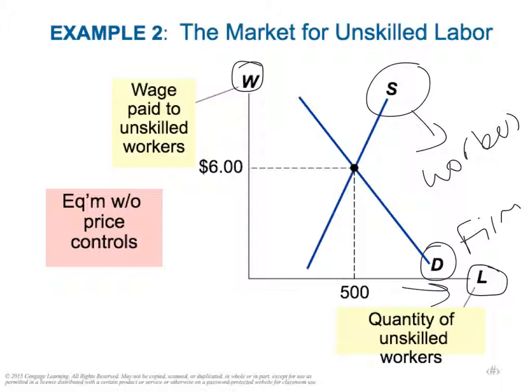So to examine the effects of minimum wage, we must consider the market for labor. Here is the market, which, like all markets, is subject to the forces of supply and demand. Workers determine the supply of labor and firms determine the demand. If the government doesn't intervene, the wage normally adjusts to balance labor supply and demand. As you see in this example, it's $6. So this is without price controls.